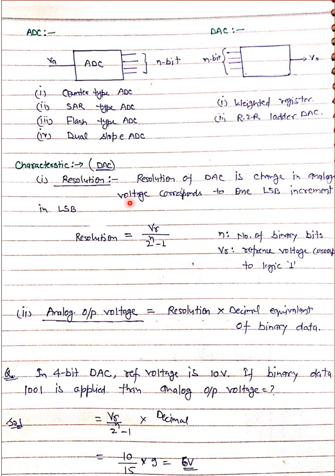For an example, in a 4-bit DAC, reference voltage is given 10 volt. If binary data 1001 is applied, then what will be the output voltage? The analog output voltage is given by resolution into decimal equivalent of that binary data. Resolution is VR upon 2 raised to power n minus 1. VR is given 10 volt. So 10 upon 2 raised to power 4 minus 1, into decimal equivalent of 1001, that is 9. So when you solve, you will get 6 volt.